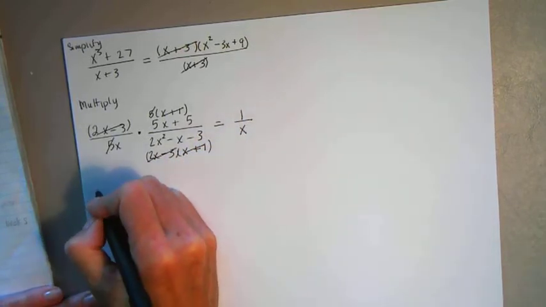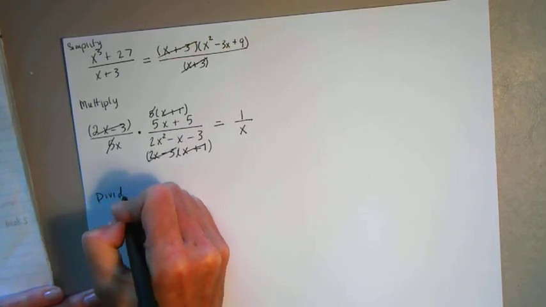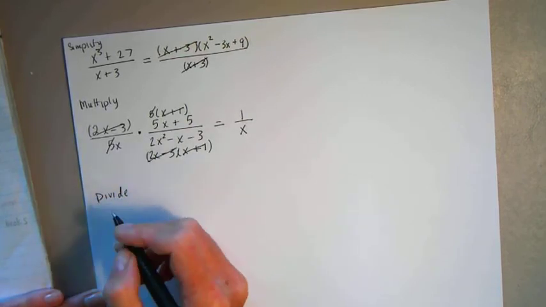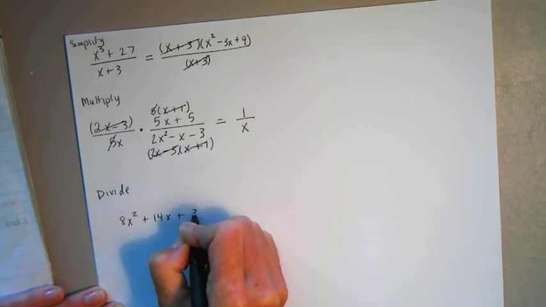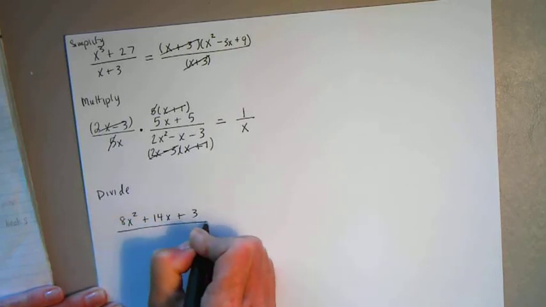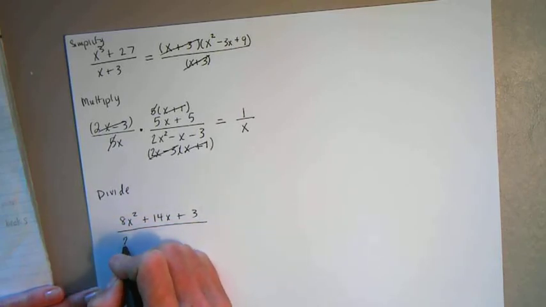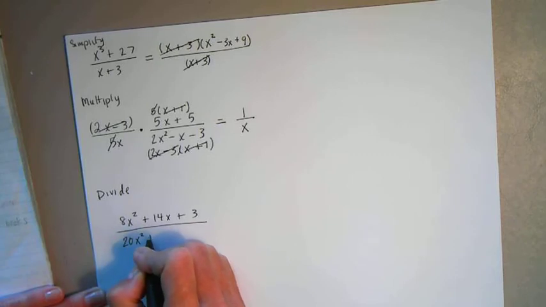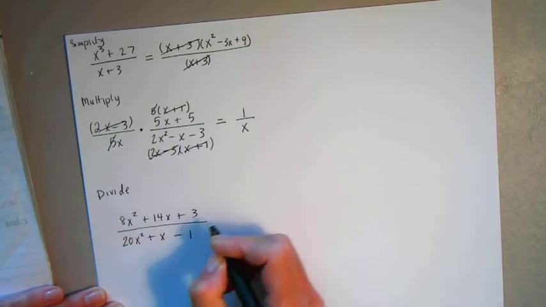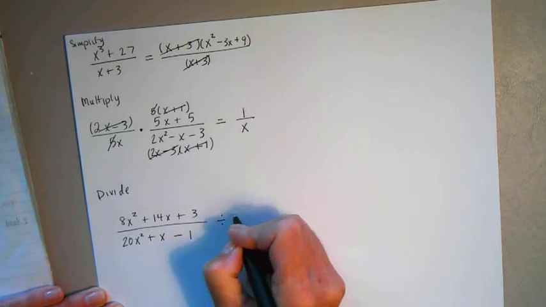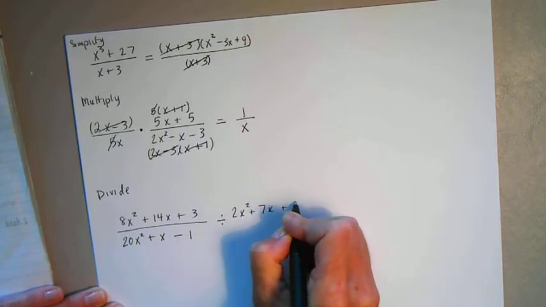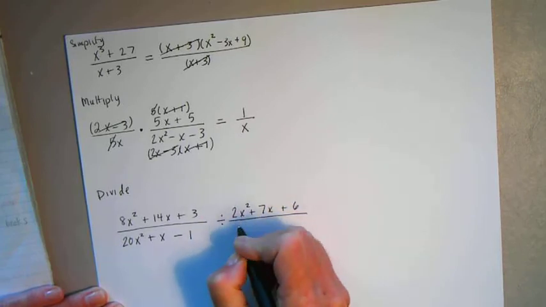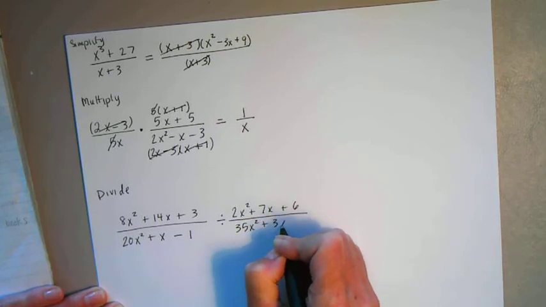Alright, now the other thing they can do to make it a tiny bit harder is they can have you divide. So let's say I give you this one. Let's divide 8x plus 3, and that whole thing will be over 20x squared plus x minus 1. And we're going to divide this by, and these are big, 2x squared plus 7x plus 6 all over 35x squared plus 3x minus 2.